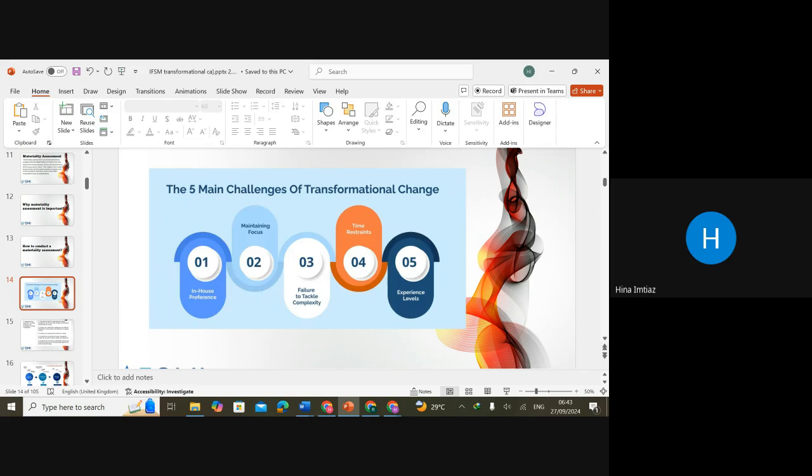And the next is time restraints. You have to be very speedy, you have to follow the deadlines. You have to follow all the things, because we don't compromise the productivity, we don't compromise the efficiency of any organization. So you have to keep up with the timeline of your organization as well. And the fifth is experience level.